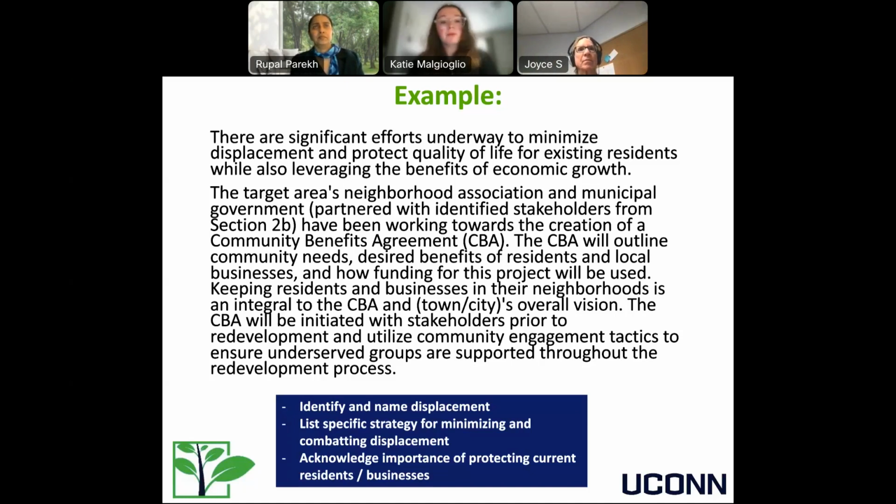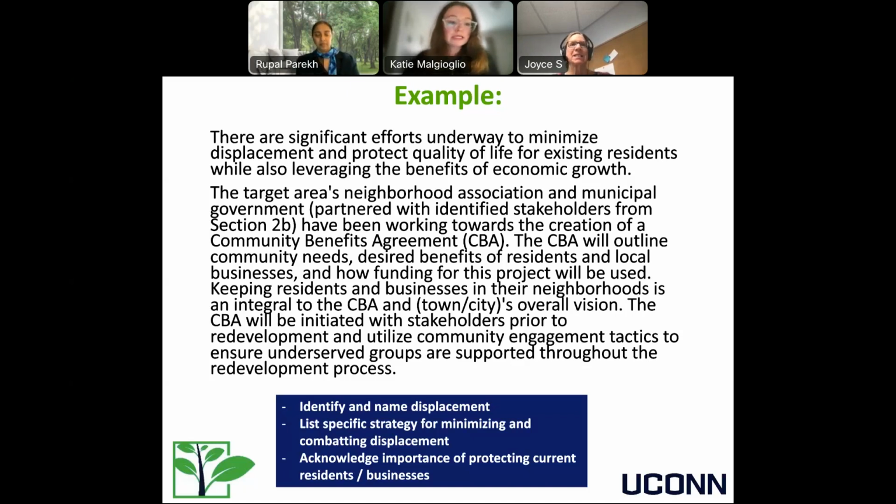You can come up with a comprehensive anti-displacement plan and discuss that within your team, and then just write about it very briefly on the grant. That'll give you a really good foundation to work with.